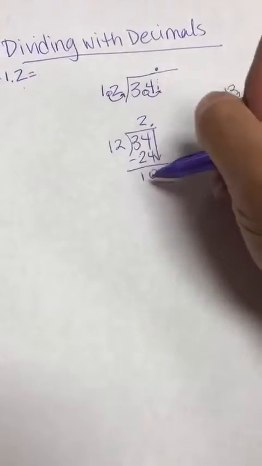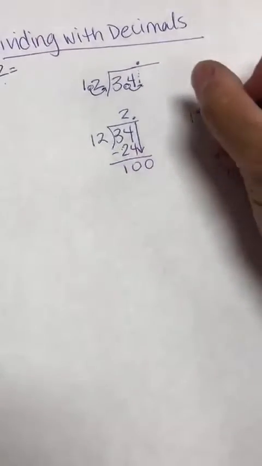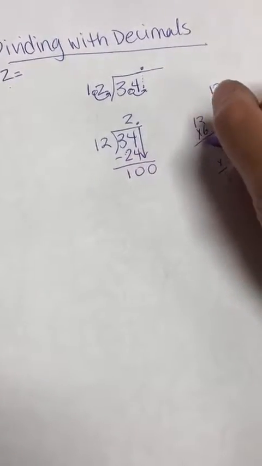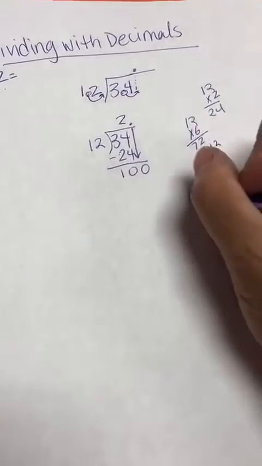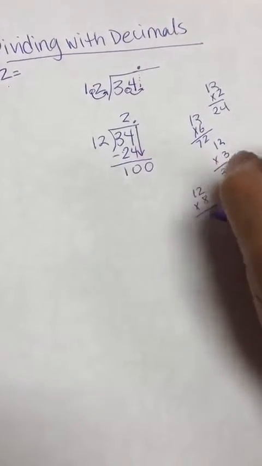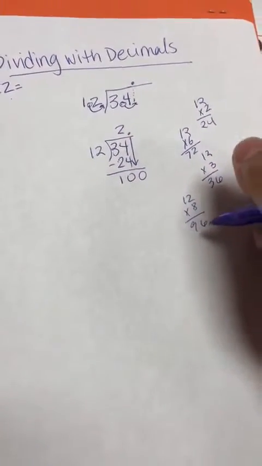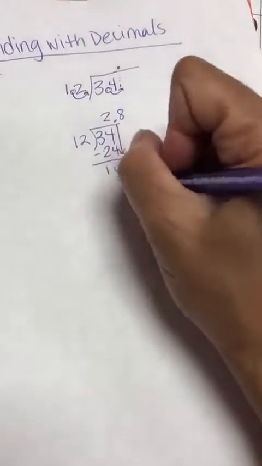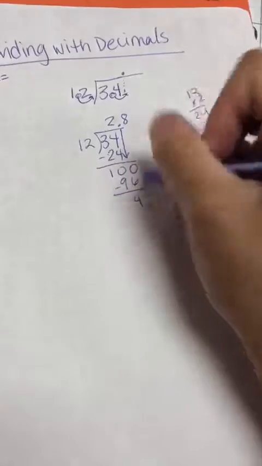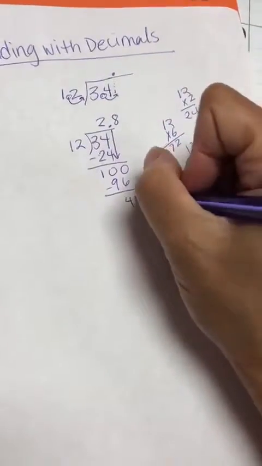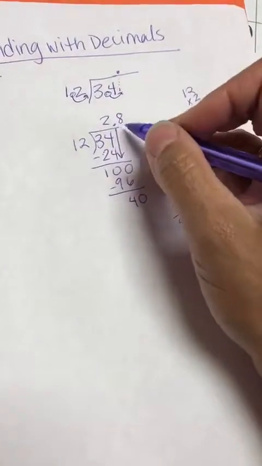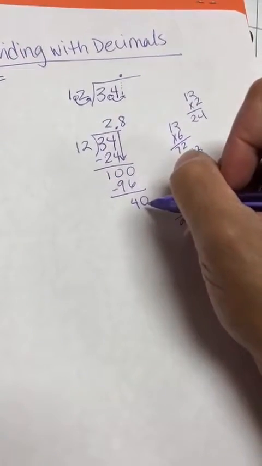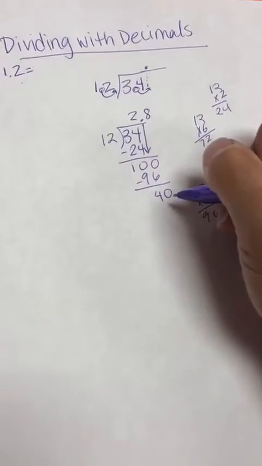Now, how many groups of 12 go into 100? Again, if you're not sure, you can do some scratch math. 12 times 6 is 72. 12 times 8 is 96. So that's as far as I can go. So 8 groups of 12 fit in 100, and the closest guess is 96. So I keep going. I keep adding zeros, right? Once we have a decimal, we can keep adding zeros until we get the quotient that we need.